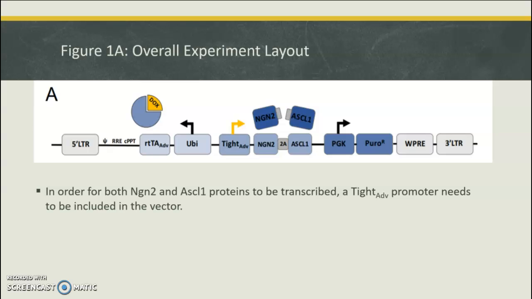This construct adds both NGN2 and ASCL1 in the same vector in hopes that will increase the efficiency of converting fibroblasts into induced neurons. And just as a side note, for both NGN2 and ASCL1 proteins to be transcribed, specific promoters need to be included in the vector for both proteins to be made.